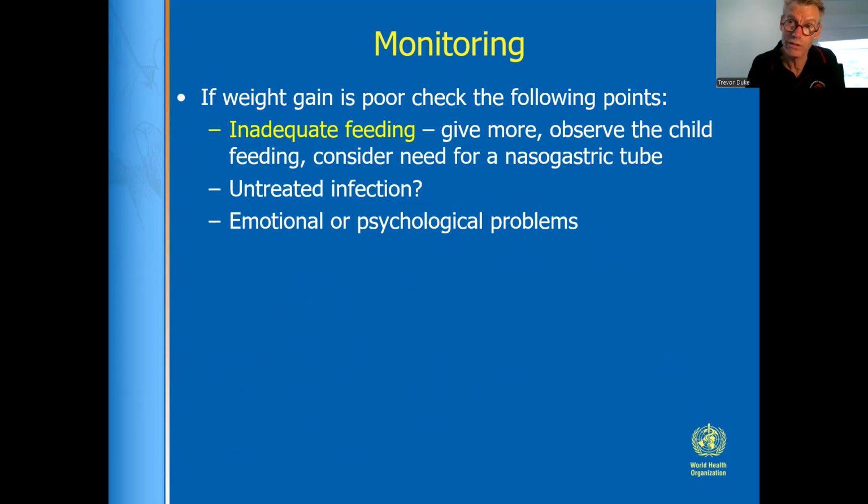Do we need to give more? Is 130 mLs per kilo per day not enough? You should observe the child feeding, and if the child's not drinking adequately, then consider a nasogastric tube to feed the child. Consider larger volumes. Is there some untreated infection? Or is there some emotional or psychological problem, some psychosocial problem that you need to deal with, so that maybe the child's not getting adequate feeds?